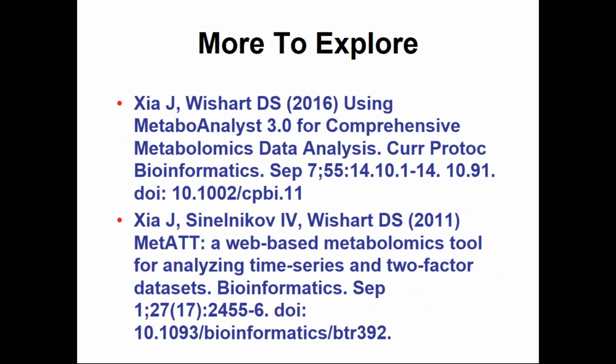So if you're wanting to learn more, there's two papers that have been written on this. One is on MetaboAnalyst 3, which has a very, very detailed set of protocols, and it's in Current Protocols in Bioinformatics. And then the original paper describing these time series analyses and two-factor analyses was written in 2011. If you have really tough questions that I can't answer, which you may, Jeff Xia is the guy to go to, and he's at McGill University, and he's always happy and willing to give very detailed answers by email or by phone. So thank you.